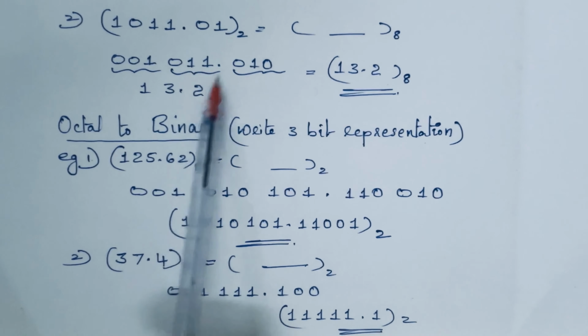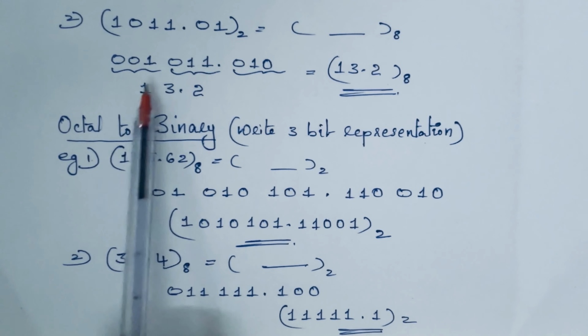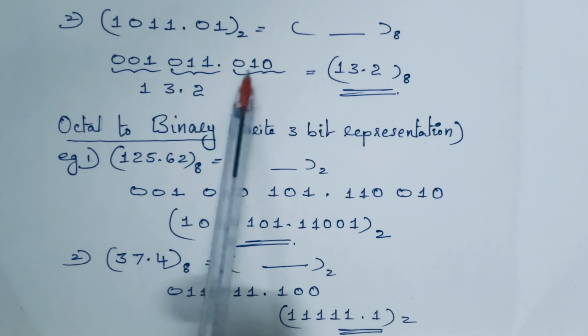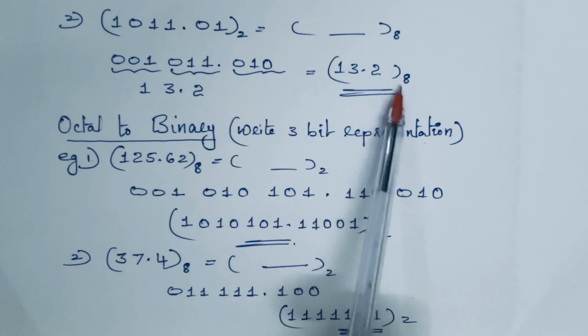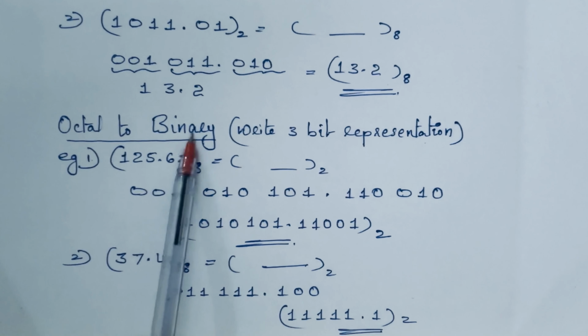Then we are writing the corresponding octal number. So the first group is 001, which is equivalent to 1. Then 011, which is equivalent to 3. Then point, 010 is 2. So the answer is 13.2 base 8. Now the next conversion is octal to binary conversion.